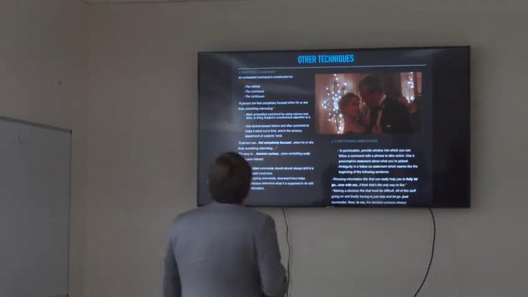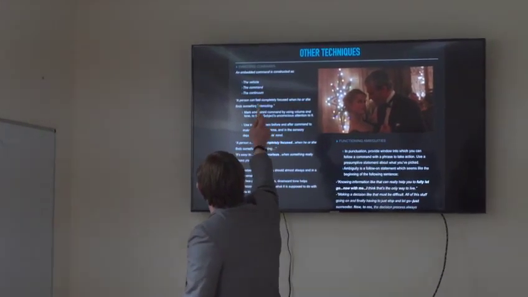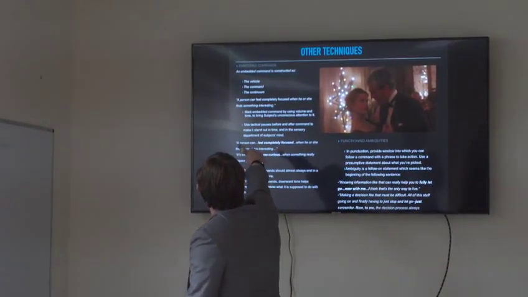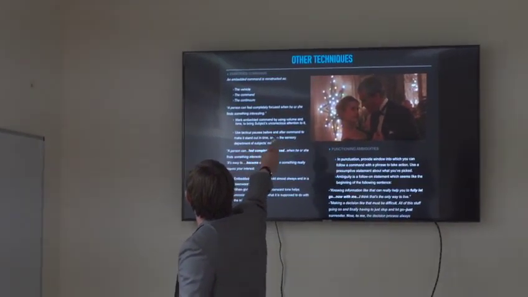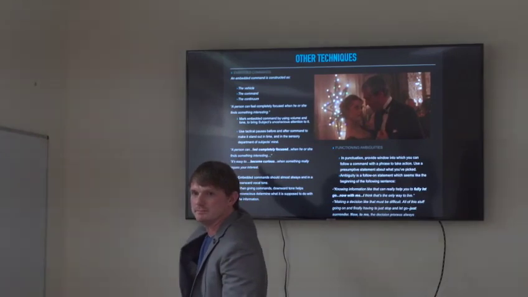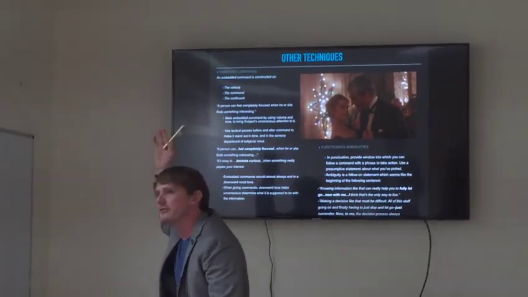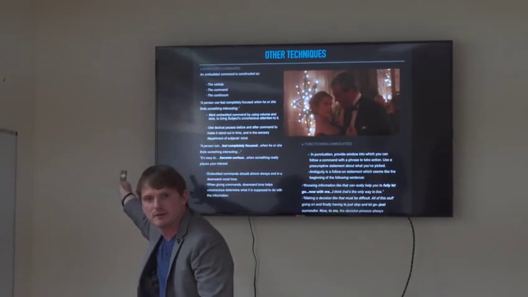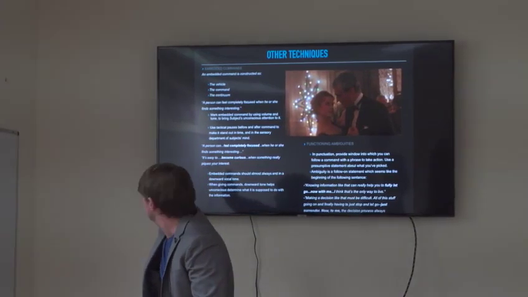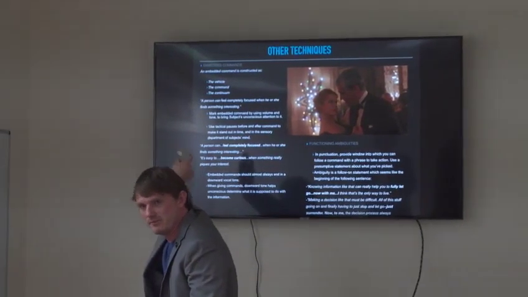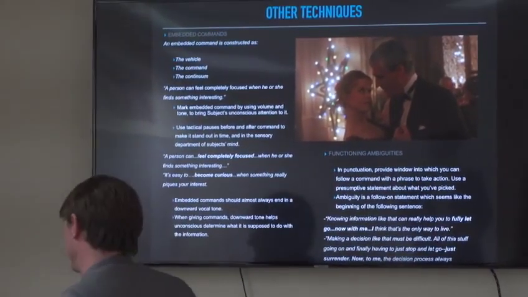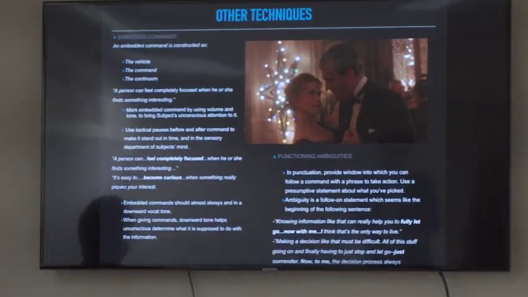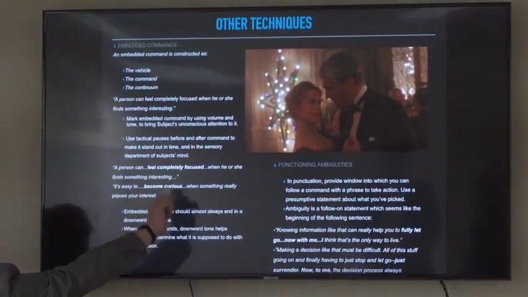Embedded commands, and there you have a vehicle, a command, a continuum. A person can feel completely focused when he or she finds something interesting. Now, you're saying that in some context. But if you put special emphasis on the command words, then you're commanding them without them knowing it to become curious, to become completely focused.